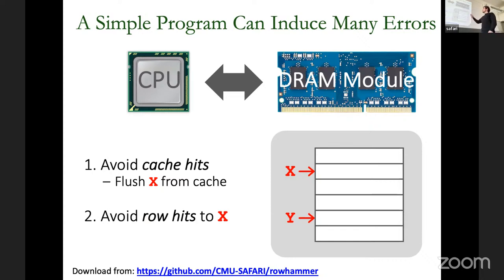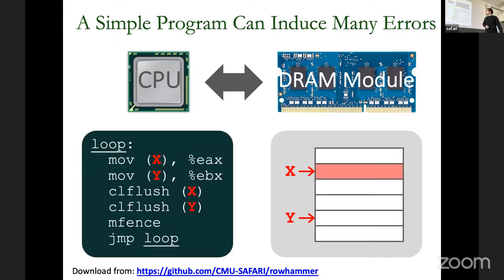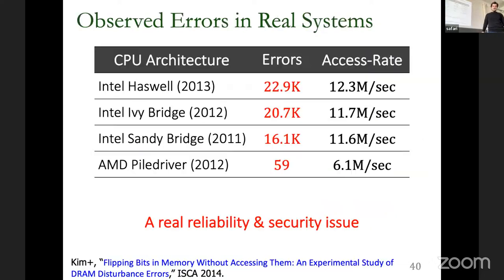Yeah, so the key idea of the CLFLUSH instructions is that you want to avoid cache hits, so you flush the rows or the cache lines that correspond to X and Y, and you avoid cache hits to X, and to do that, you're accessing the other row. So this will result in an activation pattern like the one I showed you on the right, and in bit flips in the neighboring rows of both X and Y.